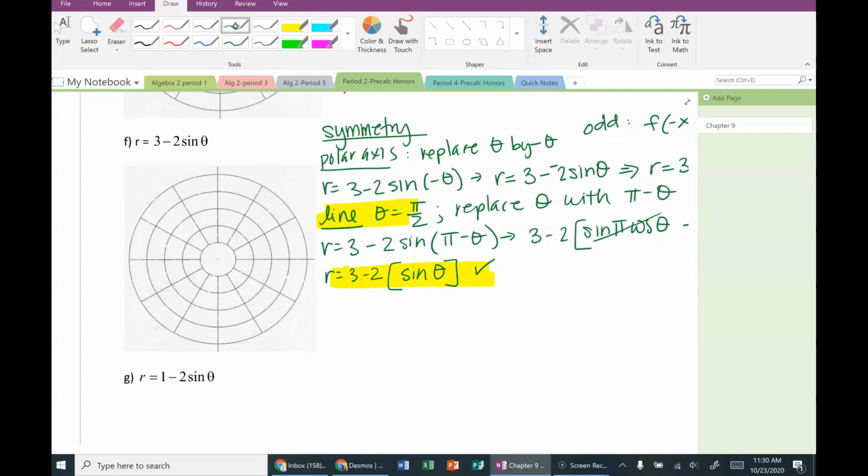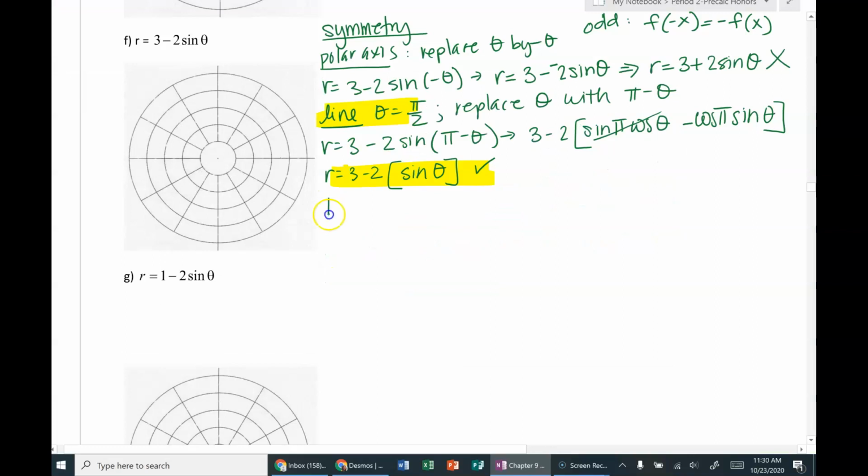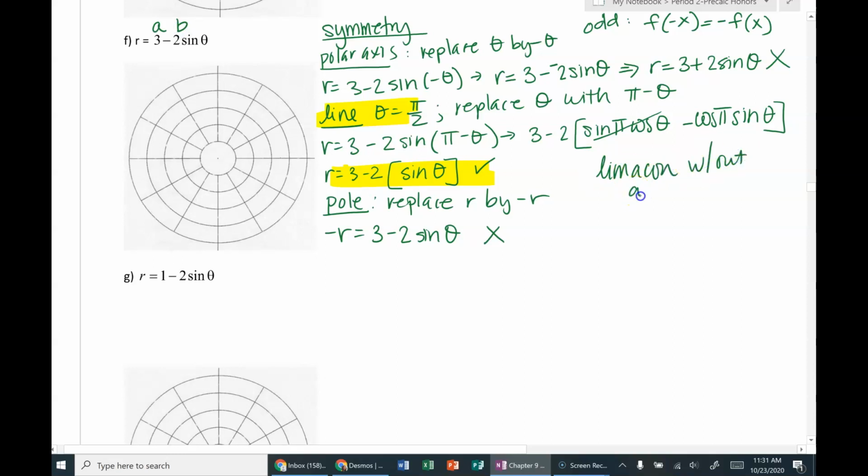Now I want to check symmetry about the pole. The pole test says replace r by negative r, and immediately you can tell that it's not going to be symmetric, so we can just X that out. Based on the definition for a limacon without an inner loop, look at your A and B. Your A is 3, your B is 2, and A is bigger than B. So this is a limacon without an inner loop.